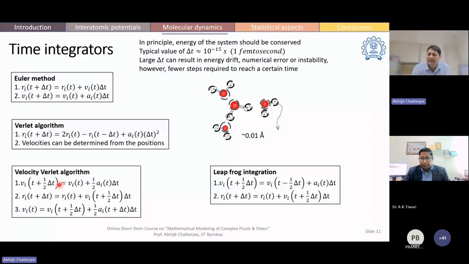And within the nanosecond timescale you simulate in MD, that is enough to give you the transport properties of interest.